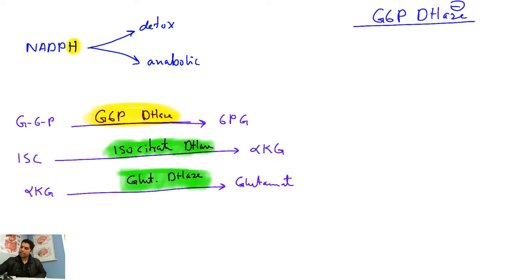If you have deficiency of this enzyme, what's the problem? Number one, this enzyme's gene is located on the X chromosome, so it's X-linked recessive. Who's affected by this? Boys. That's the first thing. Where is this deficiency more common? In Mediterranean areas, which include Italy, Portugal, Spain, Egypt, Algeria, North Africa, and South Europe. It's prevalent in those areas.